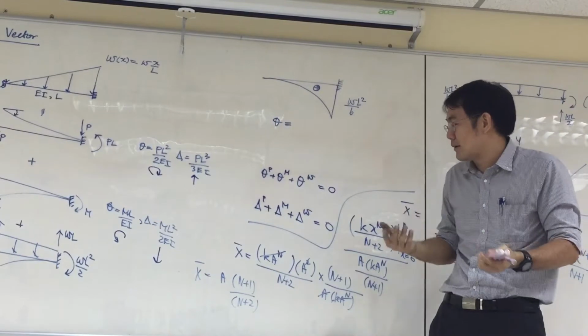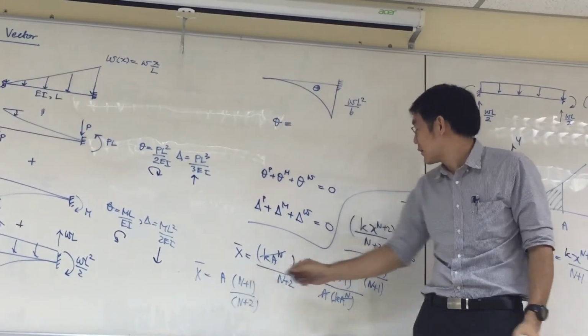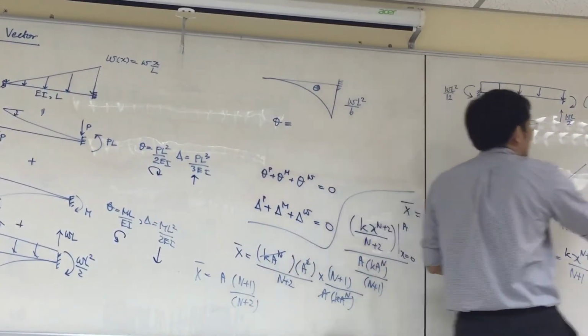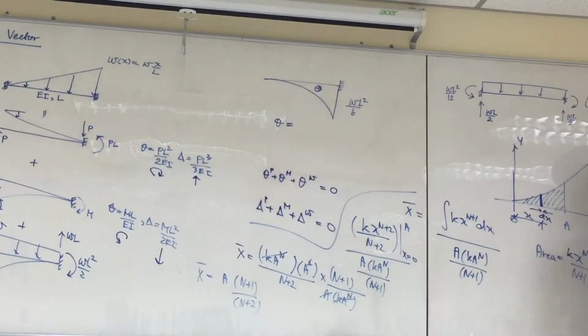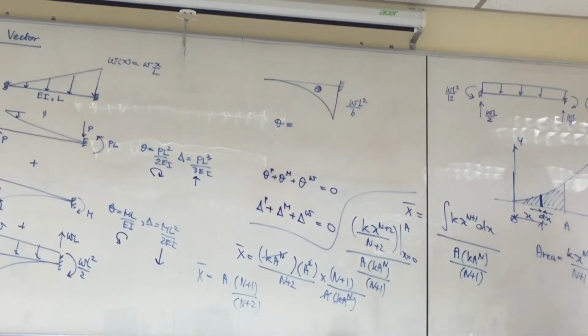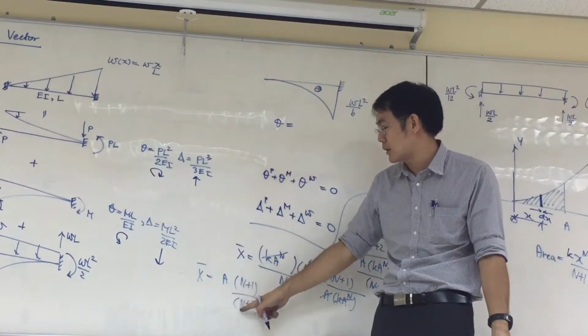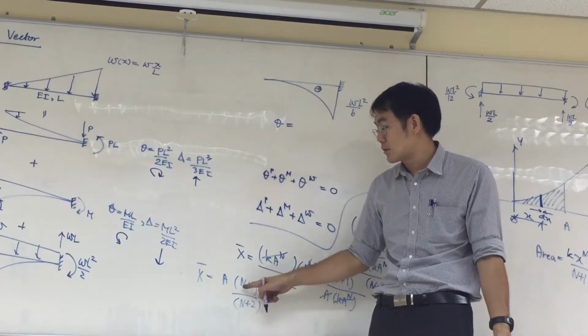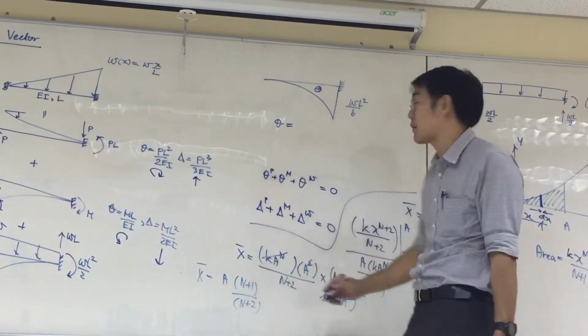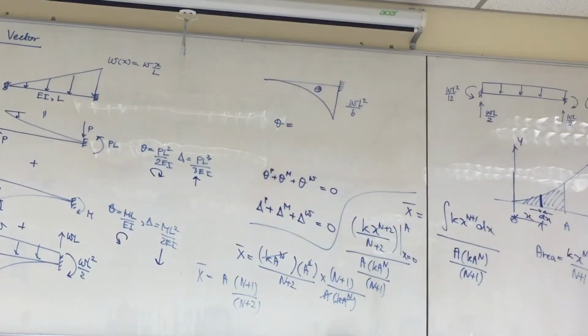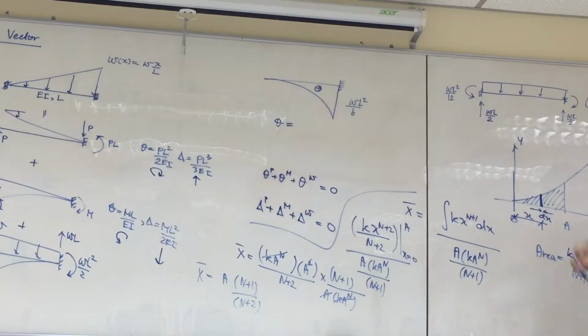How about the triangle? n equals 1, so 1 plus 1 over 1 plus 2. Your centroid is located at 2/3 from this point, right? 2/3 of a. How about the parabolic shape? n equals 2, 2 plus 1 over 2 plus 2, you get 3/4. So parabolic, then a little more, 3/4 of the a, and so on and so forth.